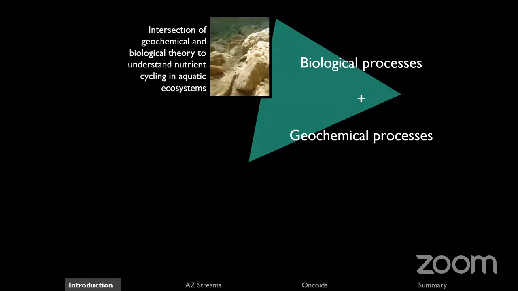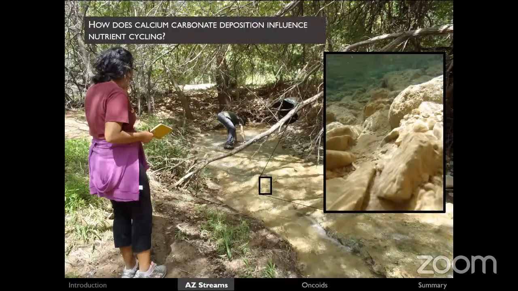Okay, so my work sits at the intersection of geochemistry and biology, and the question that I'm going to dive into is, how does calcium carbonate deposition influence nutrient cycling in streams? I went to some streams in southern Arizona that precipitate calcium carbonate like a cement layer on top of the rocks, which just covers everything. This is similar to the precipitation that we see in Brazil too.